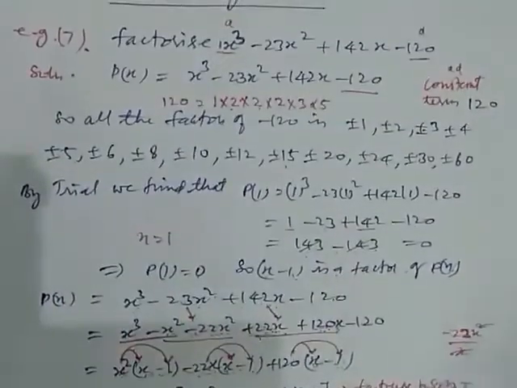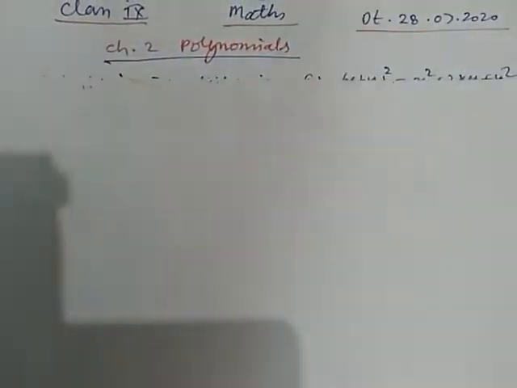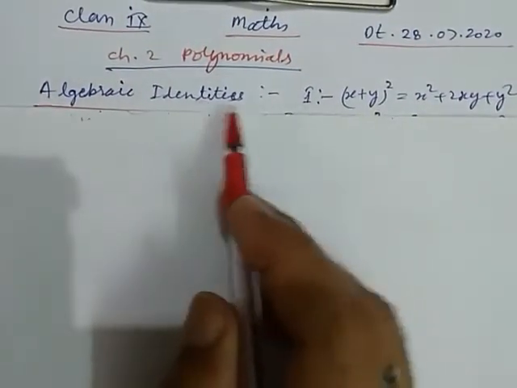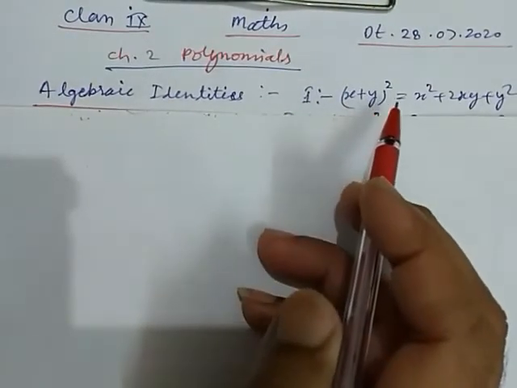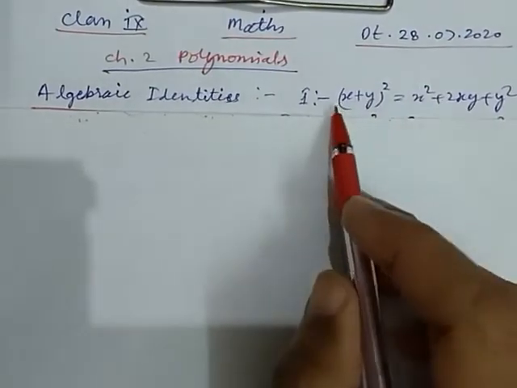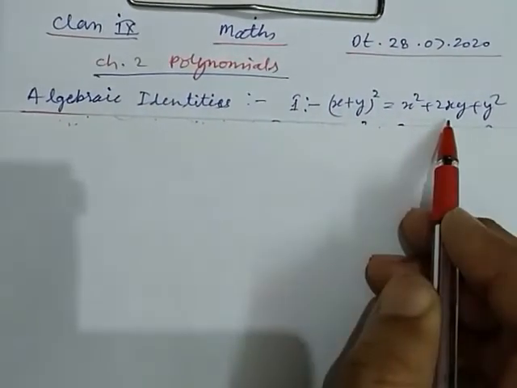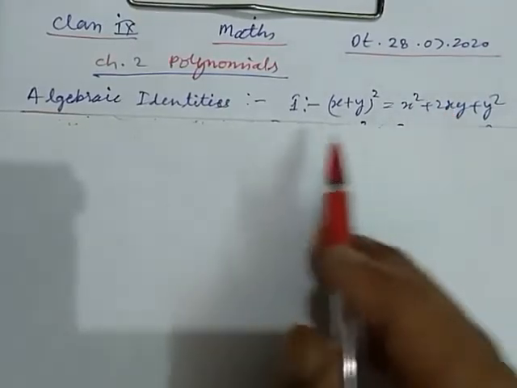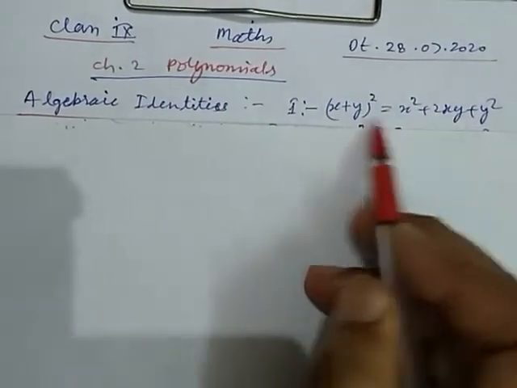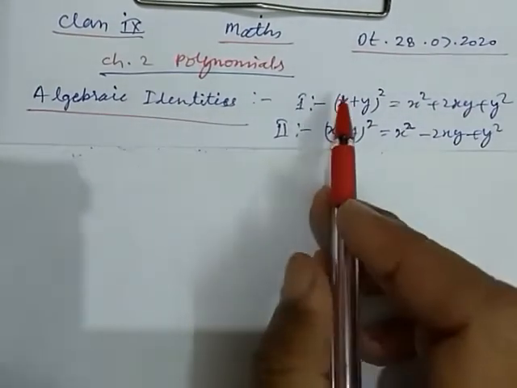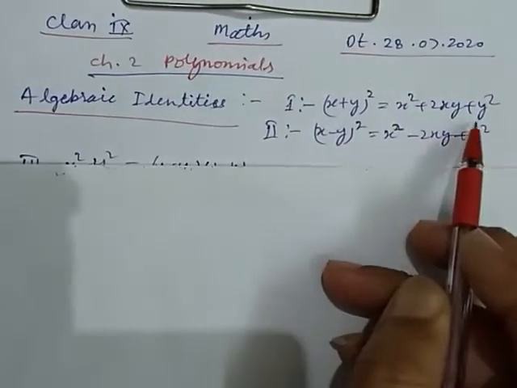Now we take some identities. Identities are ready-made solutions of problems, because we already know the values, so by comparing we can find our solution. First we learn how to derive these identities. There are 4 identities, and I write down only these 4 identities.